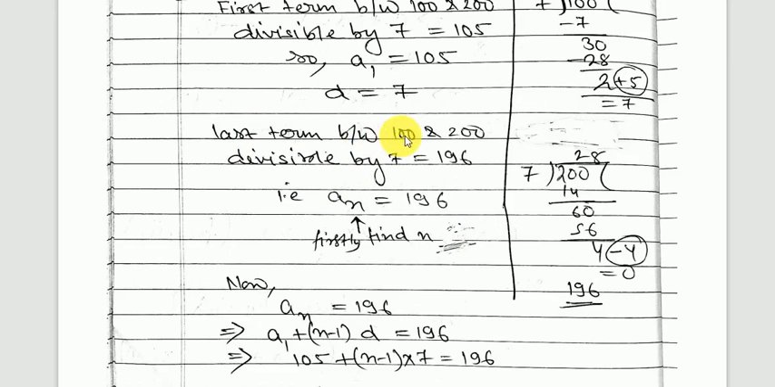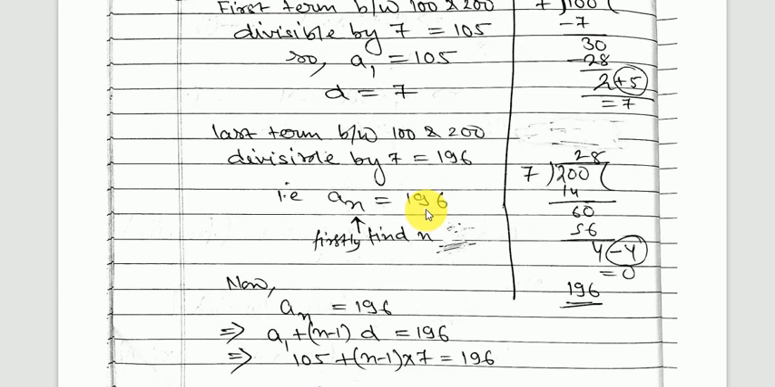The last term between 100 and 200 divisible by 7 is 196. So how to find that? We'll take 200 and divide by 7. We get this remainder, we get 4. In this case we need a number less than 200, so I have to make this remainder 0. How much should I subtract from this so that I can get remainder 0? I should subtract 4. So 200 minus 4 will be 196. So the last term is 196.